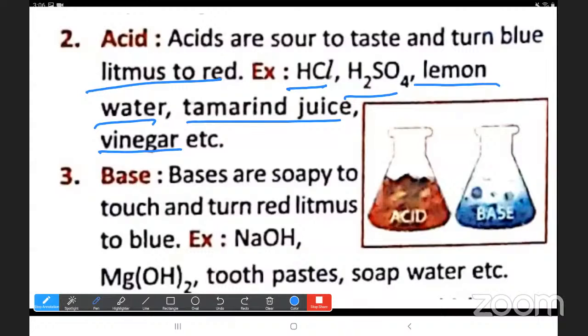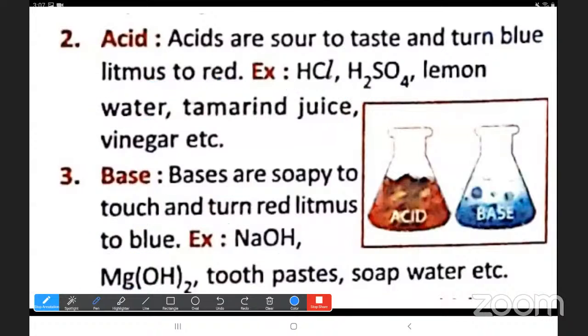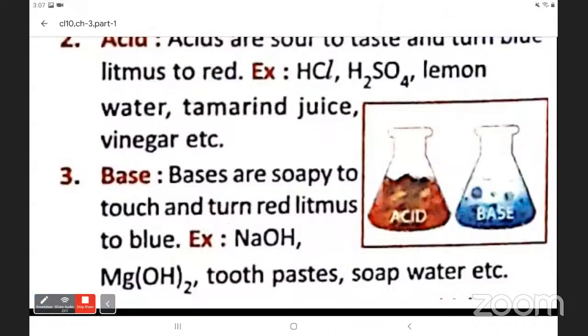Now come to base. Bases are soapy to touch and turn red litmus to blue. Examples of bases: sodium hydroxide, NaOH, magnesium hydroxide, Mg(OH)2, toothpaste, soap water, etc. All these come under bases. We will discuss more about acids and bases in this chapter briefly. Right now I am just giving the definitions.